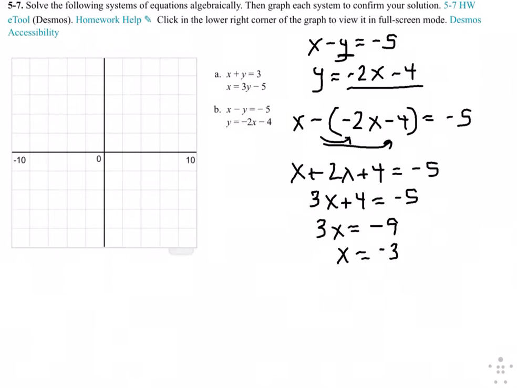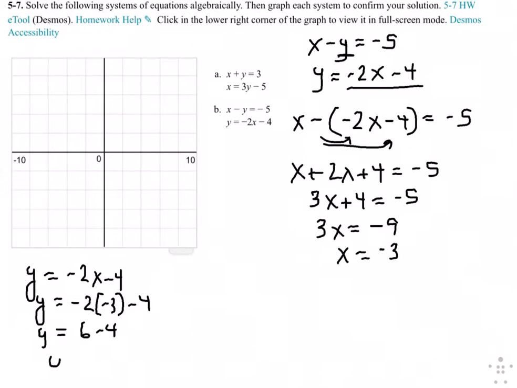Then we'll substitute it in. Y equals negative 2x minus 4. Put in the negative 3, negative 2 times negative 3 minus 4. So y equals 6 minus 4. Y equals 2. So negative 3, 2 is the solution. Again, we're doing this one.